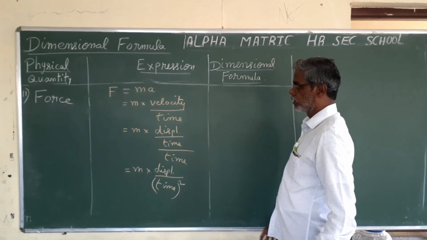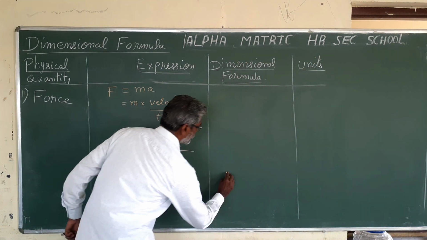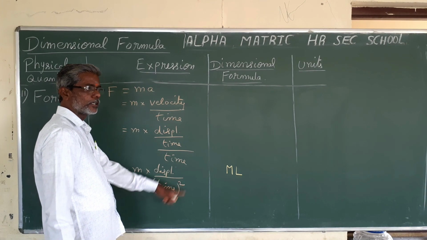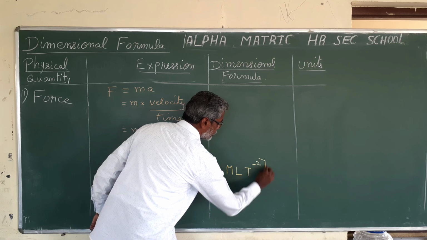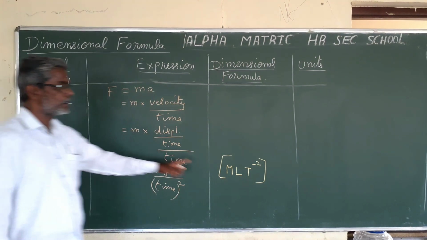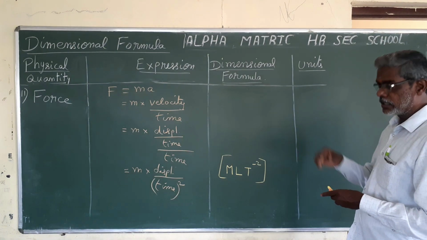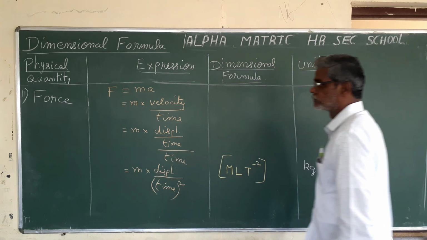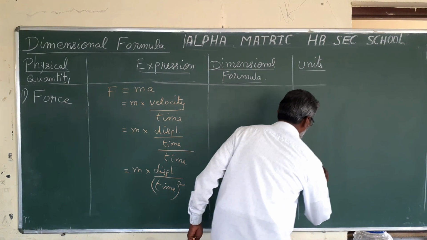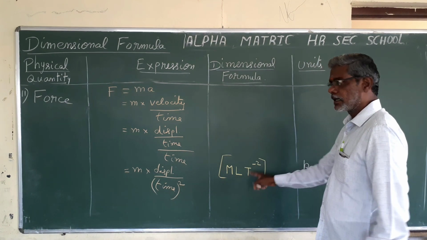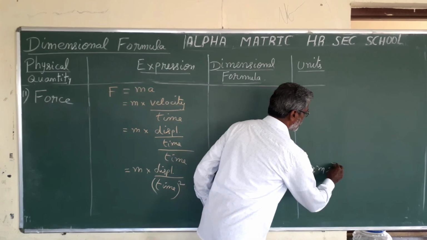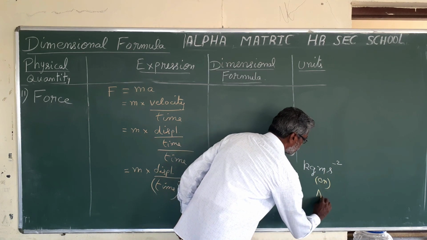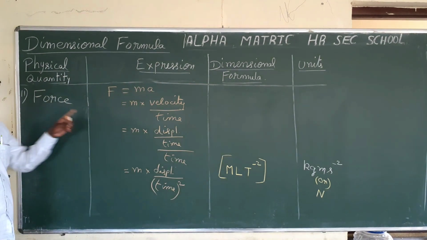Now we go for the dimensional formula. Mass, M. Displacement, L. Time, T, squared. Bring it to the numerator. It becomes T power minus 2. The dimensional formula for force is M L T power minus 2. Now we will write the unit. For mass, kilogram. Length, meter. Time, second. Power minus 2. Or I can write this as kilogram meter per second square, which is nothing but what? Newton. The other unit for force is Newton. Clear?